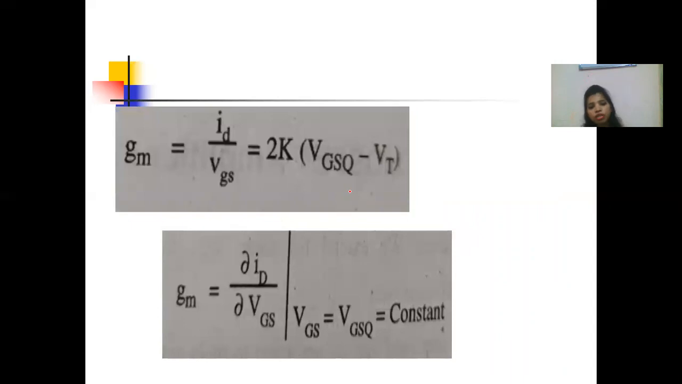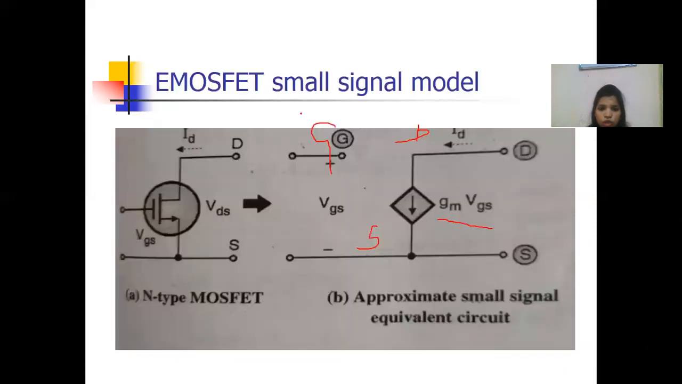Then before drawing the small signal model of MOSFET, we should know the main parameter gm, that is transconductance, and gm is id by vgs. Or we can say ID is proportional to VGS, and the proportionality constant is your gm, the transconductance. Now we will draw the small signal model.